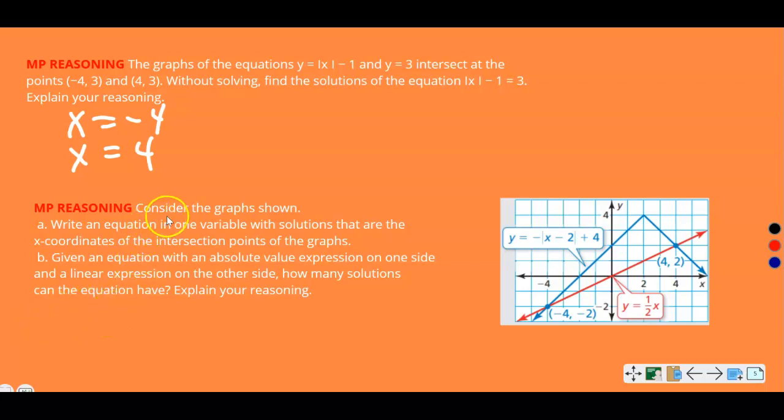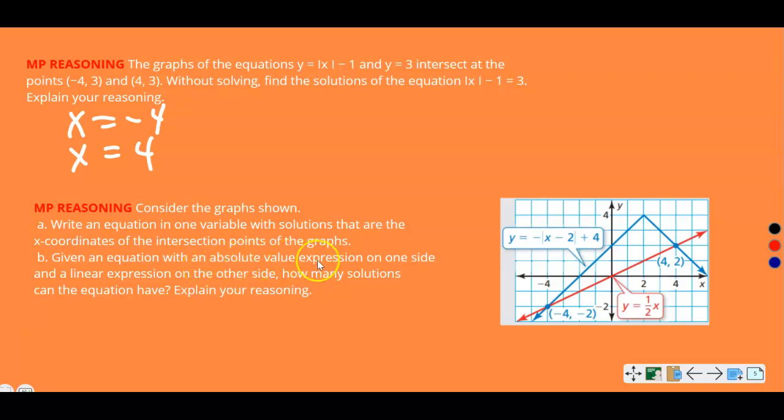All right, this question says, consider the graphs shown. Okay, you have two graphs here. Write an equation in one variable with solutions that are the x coordinates of the intersection points of the graphs. Given an equation with an absolute value expression on one side and a linear expression on the other side, you can see that one is a V shape, so you know that's absolute value, and you can see that one is a line, so you know that should be the linear equation.